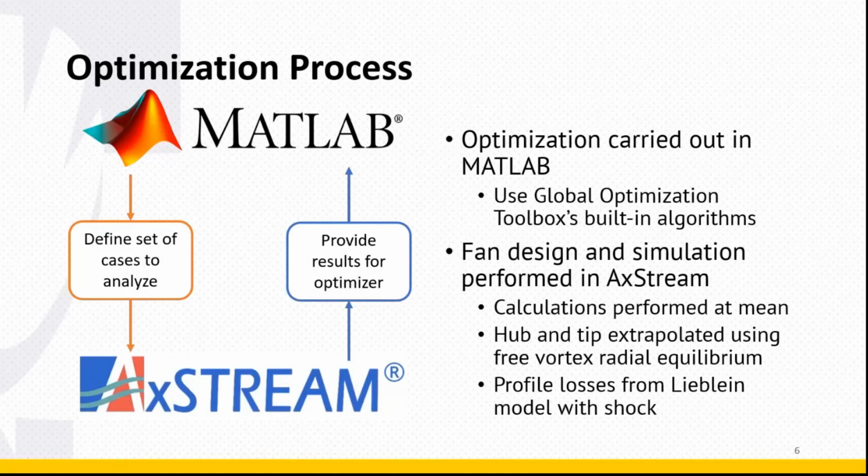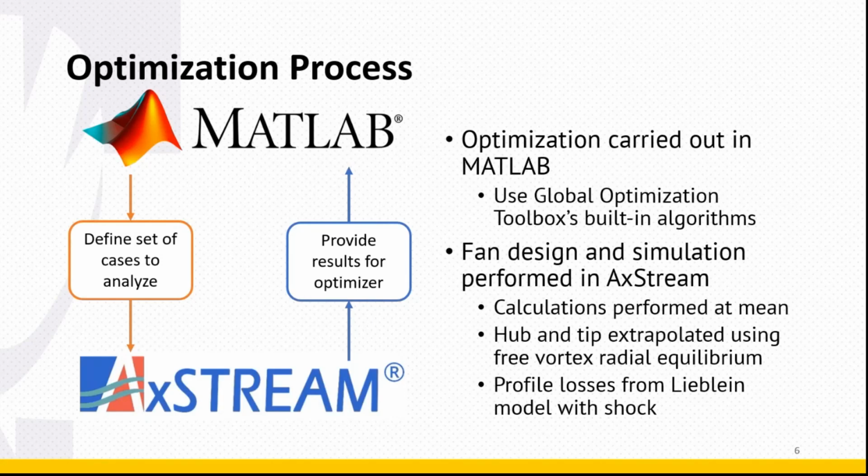I'm using their mean line solver. So all of the calculations are performed at the mean of the length of the blade, and results for the hub and the tip are extrapolated using free vortex radial equilibrium. And then profile losses across the blade are being accounted for with the Liveland model with shock included. And these profile losses can account for us being in the transonic region, particularly at that tip. You can start to get trans or supersonic speeds, and this loss model can take that into account.